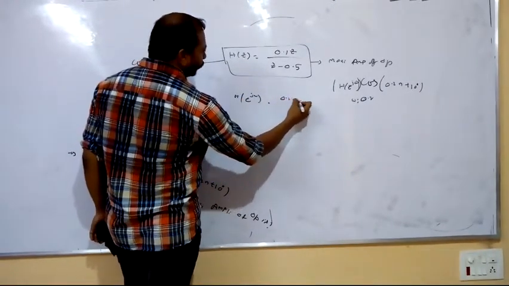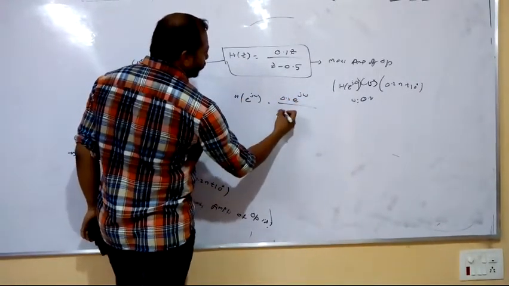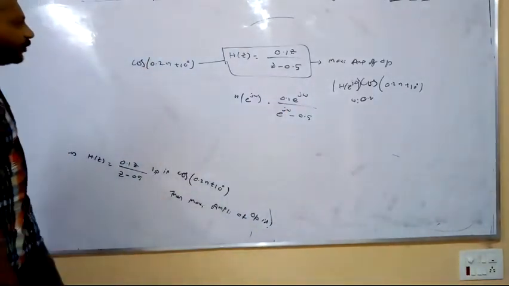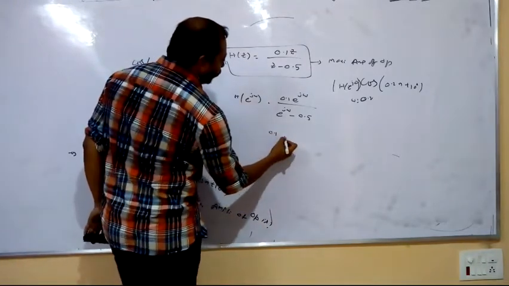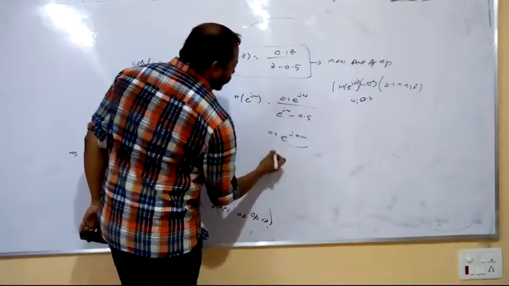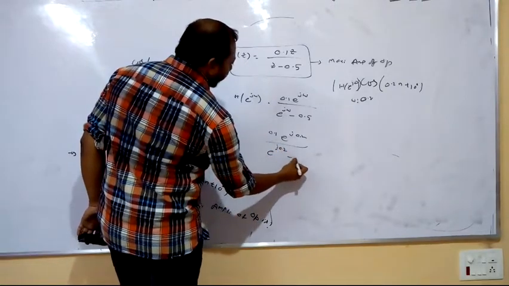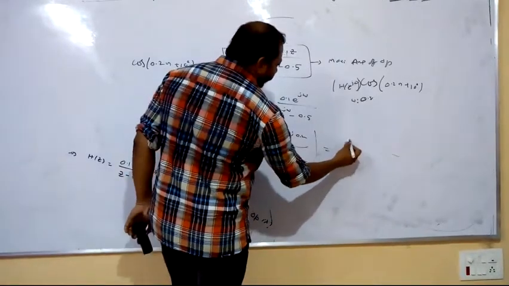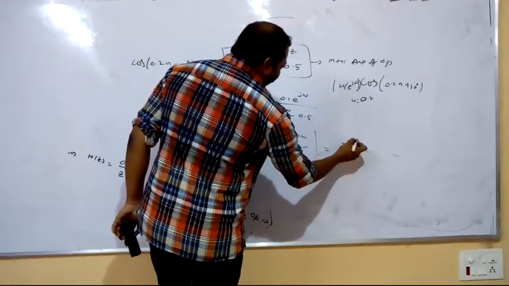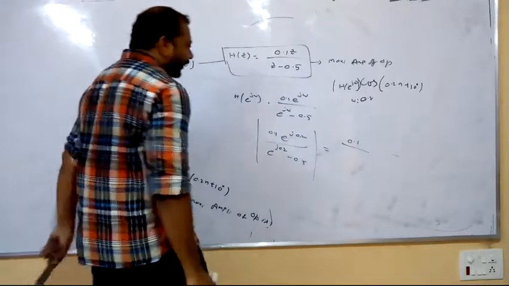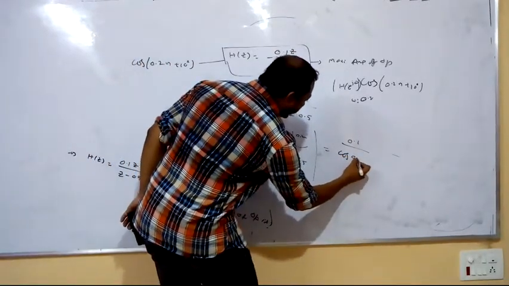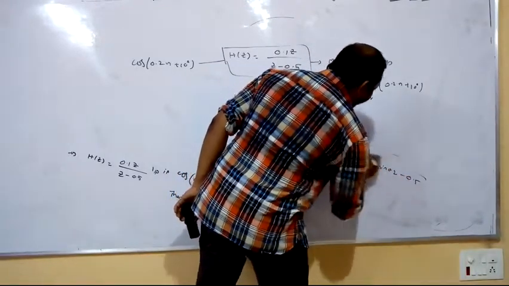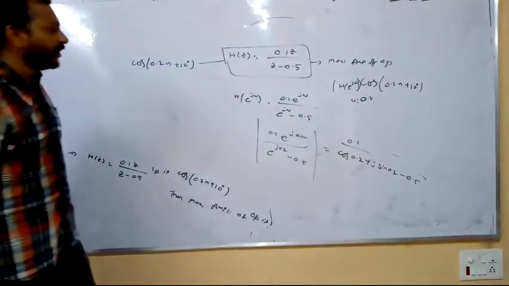Now what is H of e power j omega? It is equal to 0.1 into e power j omega divided by e power j omega minus 0.5. In place of omega you substitute the value 0.2 and then calculate. That equals 0.1 into e to the power j 0.2 divided by e to the power j 0.2 minus 0.5. They are asking for the magnitude. The numerator magnitude is 0.1, since the magnitude of e to the power j omega is always 1. This is 0.1 divided by cos 0.2 plus j sin 0.2 minus 0.5.